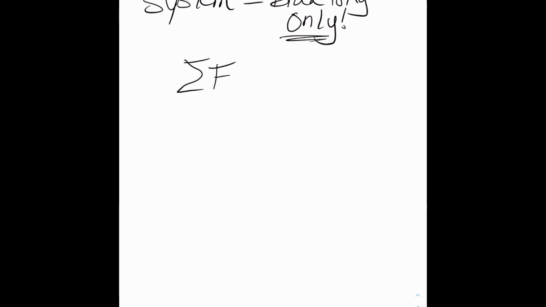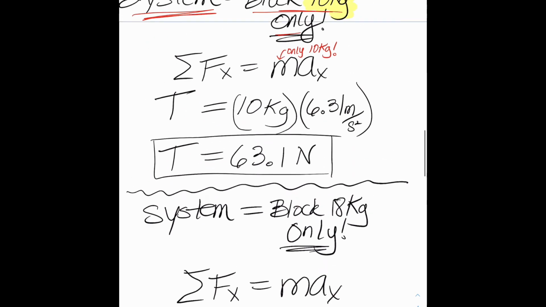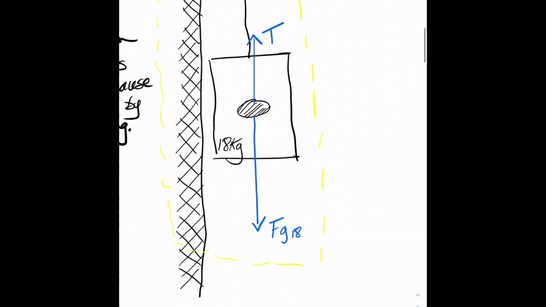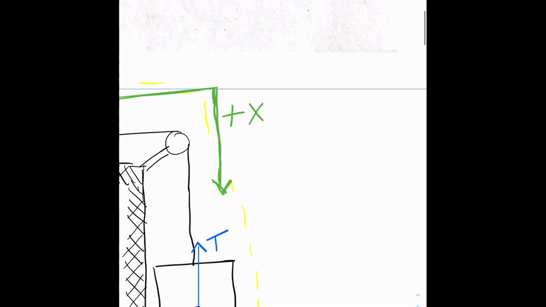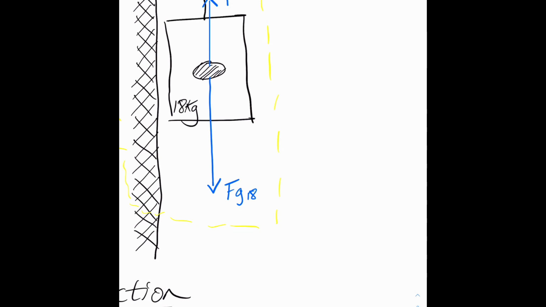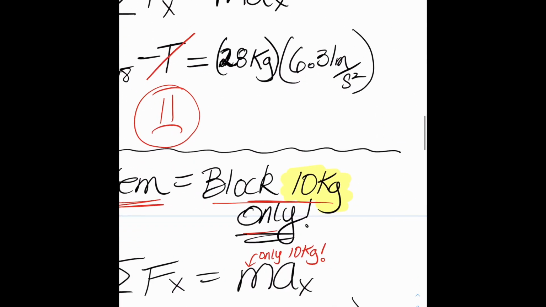Sigma Fx equals max. Once again, working in the new x direction. Block 18 is on the side of the table, so FG18 is positive x because down is positive x on the side of the table. And T is negative x, because up is negative x on the side of the table. So we have FG18 minus T. All right, so let's write that in.